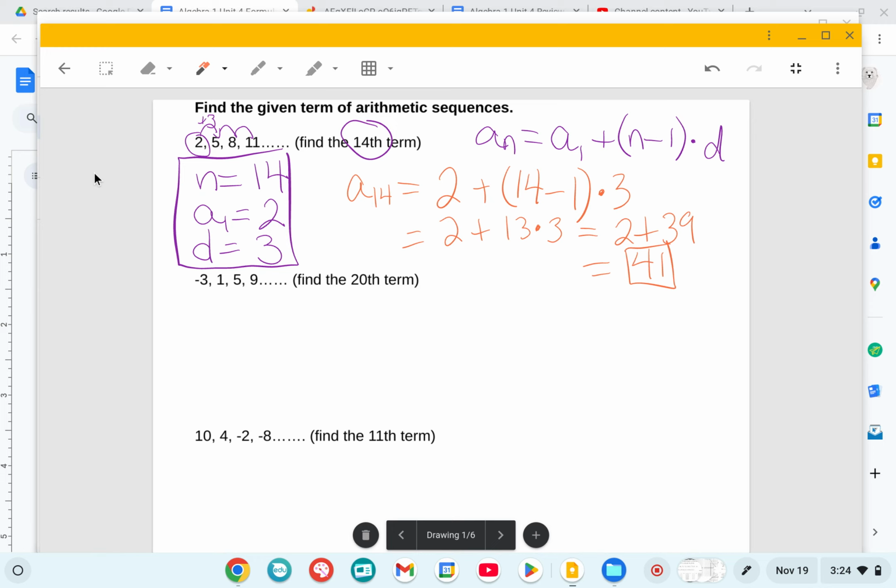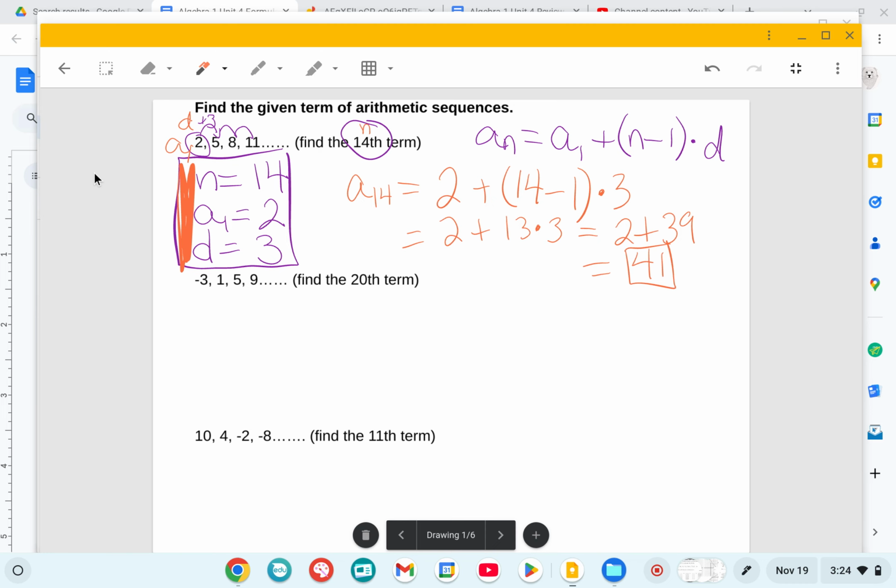So notice how everything's working. I'm first identifying these important terms. I'm identifying the N, which is the number here. That's N. I'm identifying the A1, which is right here. And I'm identifying the D, which is how much it increases between each number.